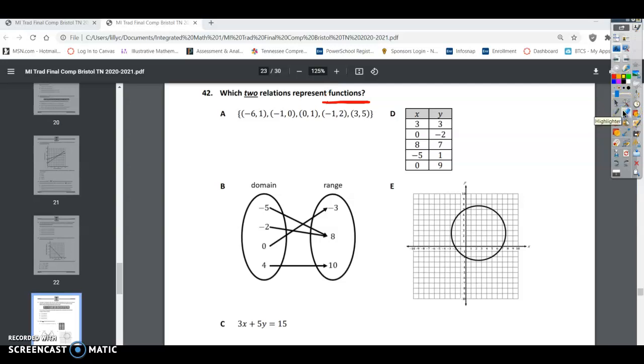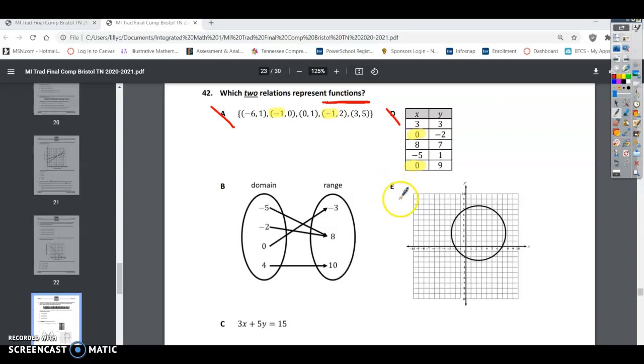All right, so if we look at A, we have -6, -1, 0, -1, 3. Since we have -1 twice, that means this is not a function because your x's are not unique. Skipping around, looking at number D, our x's are 3, 0, 8, -5, and 0. So again, we have two x's that are the same. So D cannot be a function.